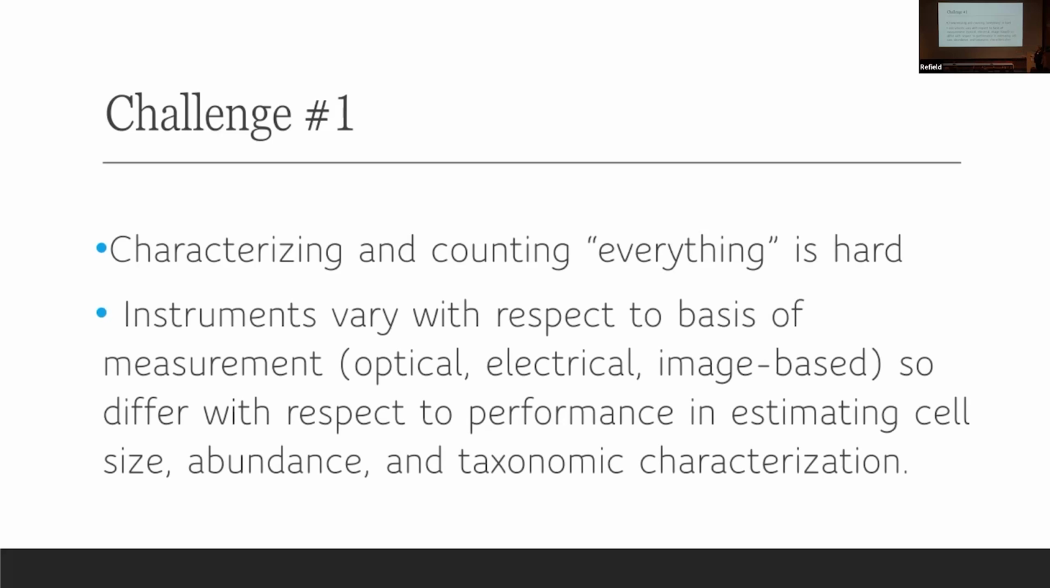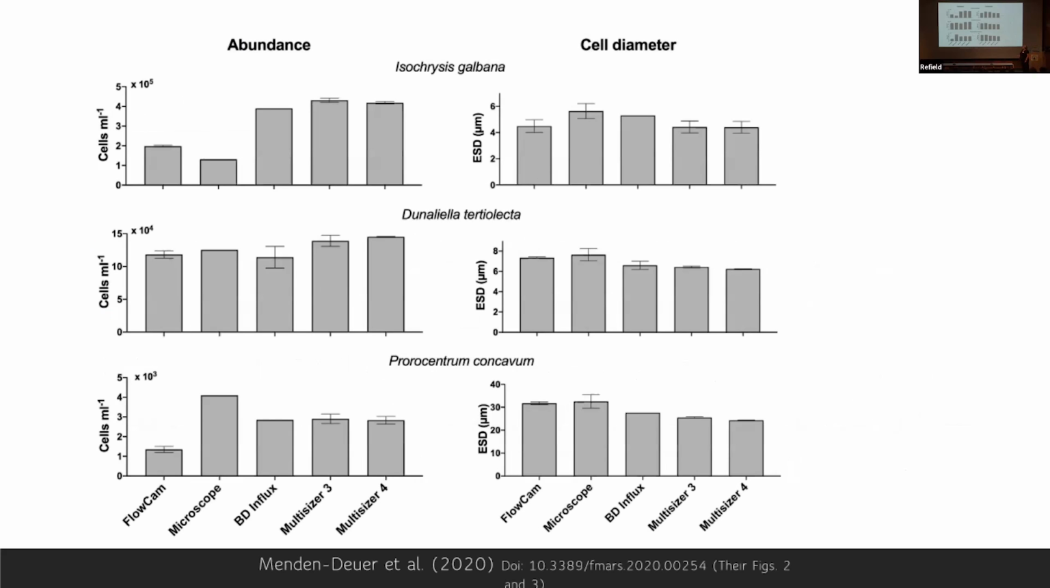Instruments vary with respect to their basis of measurements. So we've got optical instruments, electrical-based, image-based instruments, and they differ slightly in how well they perform in measuring cell size, cell abundance, or taxonomic characterization. I pulled this one from one of Susanne's papers because I love this one, where she did an instrument comparison: the FlowCam microscope, a BD flow cytometer, and two Beckman-Coulter multisizers. Generally speaking, they did this with 3 different cultured phytoplankton species of various sizes. And generally speaking, all the instruments did pretty well in terms of agreeing with the abundance and the cell diameter estimations.